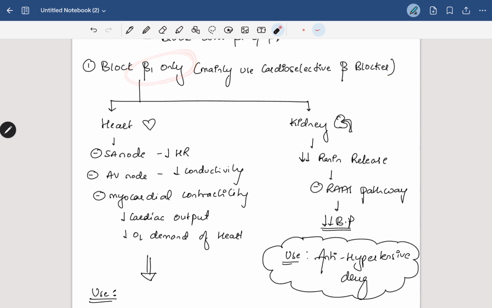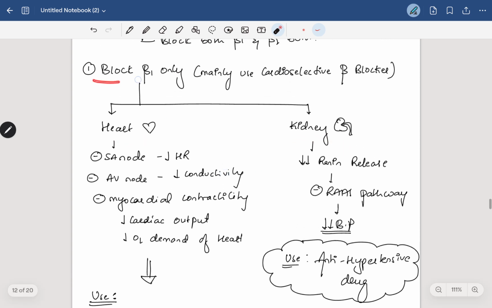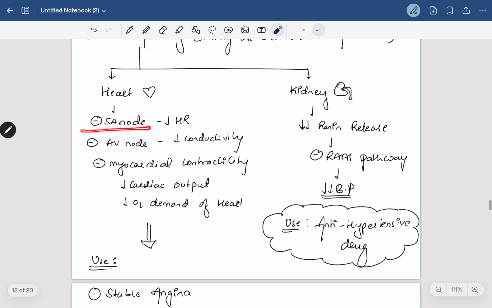So as you know, beta 1 receptor is present on heart as well as on kidney, but because we are blocking them, what is happening? It will inhibit the SA node, because of which there is decrease in heart rate. It will inhibit AV node, because of which there is decrease in conductivity. It will inhibit myocardial contractility, because of which there is decrease in cardiac output, decrease in oxygen demand of the heart.